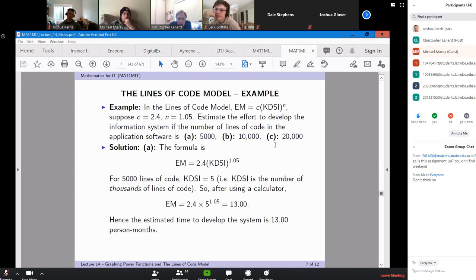So for 5,000 lines of code, KDSI is 5 because we're measuring how many thousands. The calculator helps us. 5 to the power of 1.05 is something. You multiply by 2.4 and you get 13. So it takes 13 months. So if you had 13 people, it will take them 1 month. If you had one person, it will take them 13 months. If you had 2 people, it would take 6.5 months.